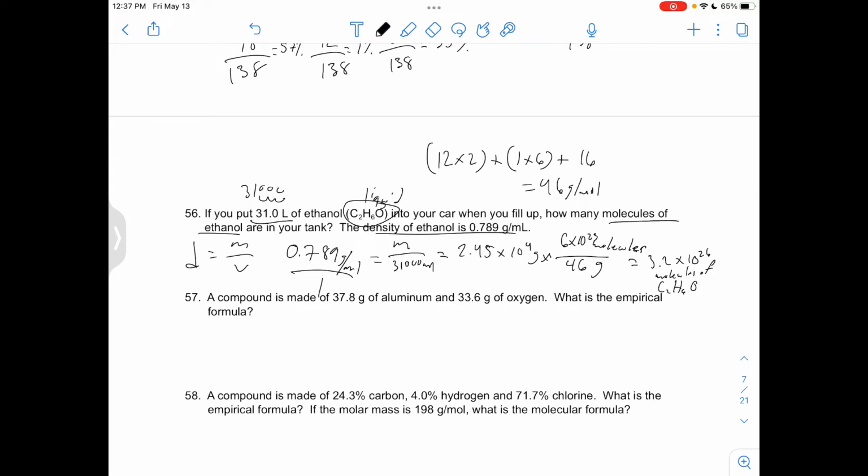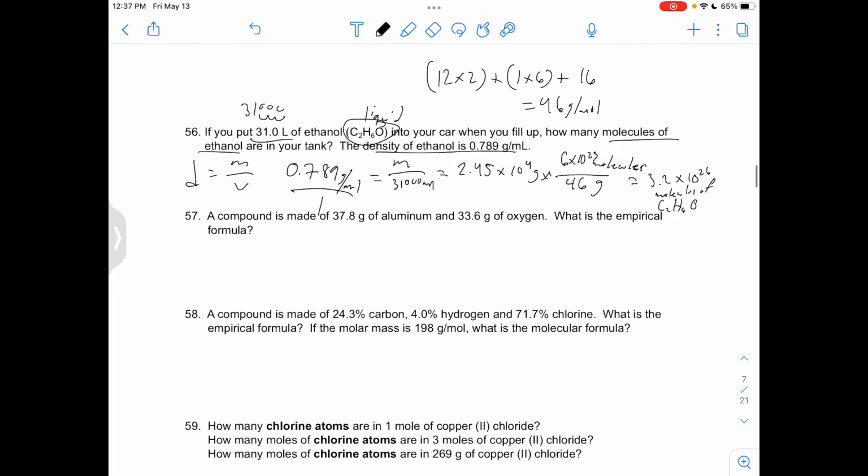Okay, let's see. The compound is made out of that much. What is the empirical formula? We didn't cover this in our year, but I'm just going to show you how to do it anyways. The empirical formula is the simplest formula for this compound with aluminum and oxygen. We have 37.8 for aluminum, and oxygen is 33.6. What I'm going to do is get them into moles to get a mole percentage.